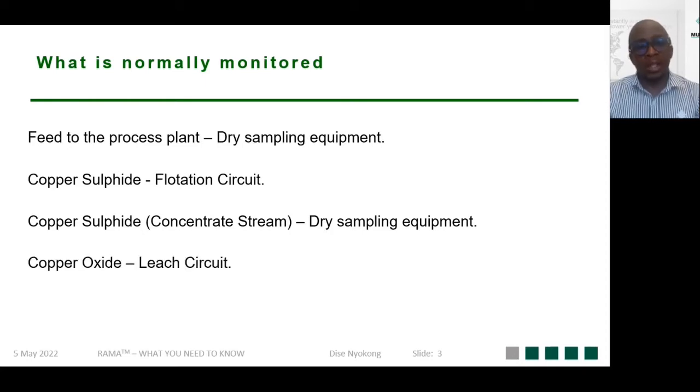And on your copper oxide, similar to the flotation circuit, on your leach circuit you would have slurry samplers on your feed and also on your tails. Those are what you normally monitor. Depending mostly on your feed and your outlet streams, that's where you normally put your metal accounting samplers. And normally around your flotation circuit, sometimes you would have process control samplers, but I will deal with that a bit later to explain the difference between the two.